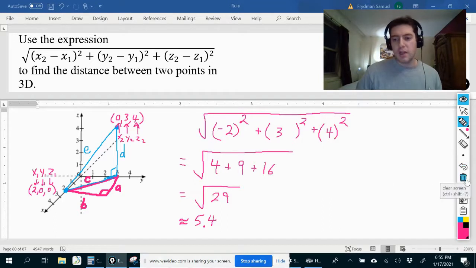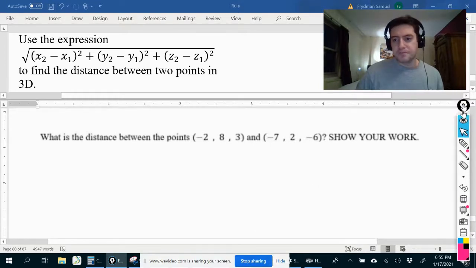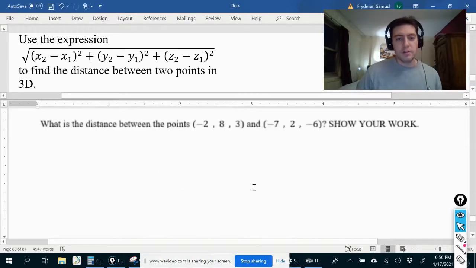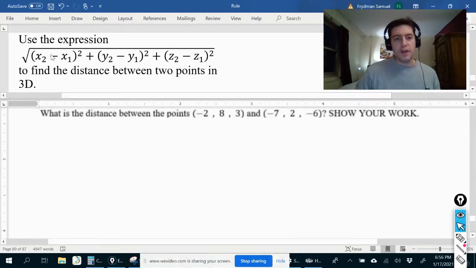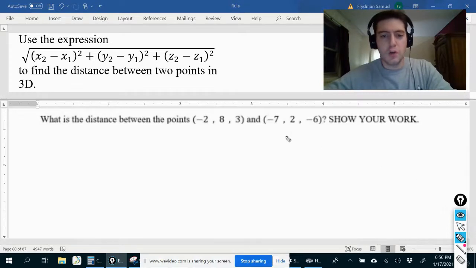All right, let's go ahead and do one more, I promise, very quick example. I'm not even going to draw the 3D coordinate grid, because as long as we have this formula over here, we don't even need the grid, right? So what's the distance between this point and this point? Show your work. Okay, so let me show my work. I'm going to call this x1, this is y1, this is z1, and then x2, which just means the x value of my second point, the y value of my second point, and the z value of my second point.